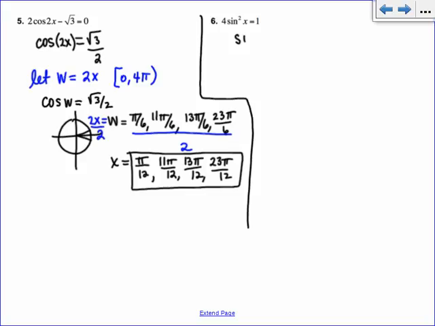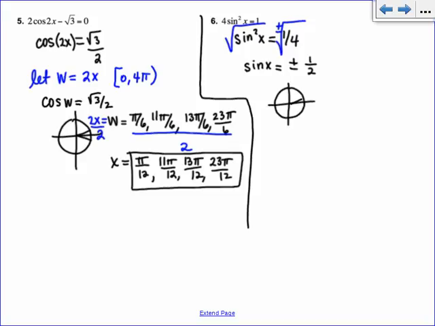So we divide by a 4. And I take the square root of both sides. And I put a plus or minus. So I get sine of x equals plus or minus the square root of 1/4. So square root of 1 over square root of 4 is 1 over 2. So we're saying where is our y value equal to positive 1/2 and also negative 1/2. It's like a little bow tie.